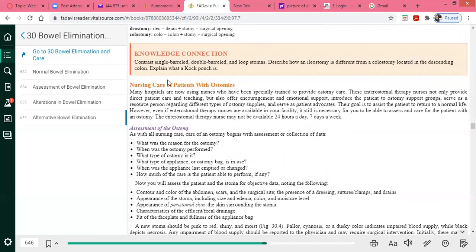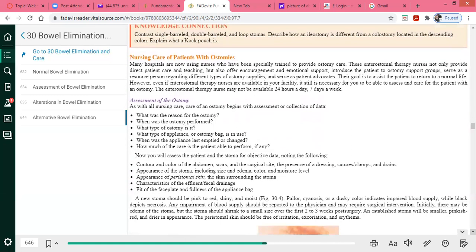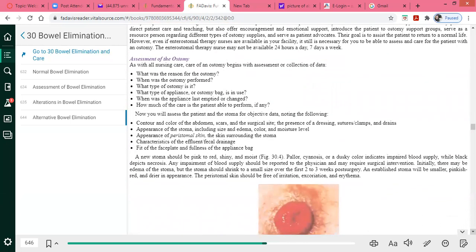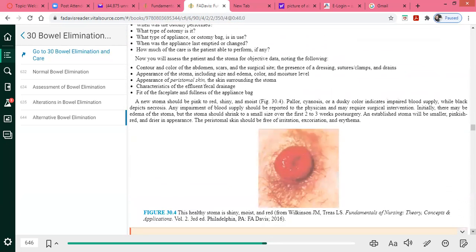And it just talks about some of the nursing assessment questions for a patient with an ostomy. And some of the assessment questions, you want to know, hey, why do you have this ostomy? When was the surgery performed? What type of ostomy is it? You want to question everything as a nurse. Anytime that you see something abnormal on a patient, you want to question it.